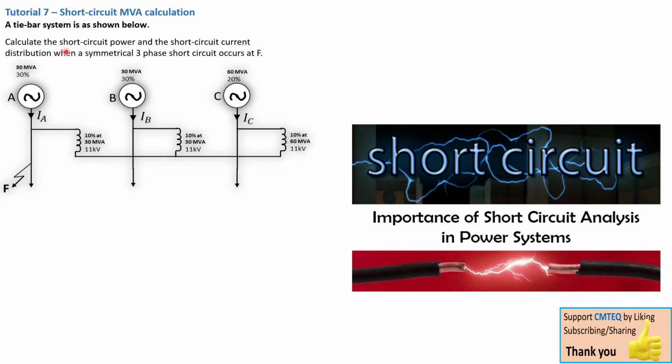So we have the question, which is to calculate the short circuit power, that is, the short circuit power that will be present at this point, and also calculate the current that will be distributed by each one of these generators going into the fault. That is the problem to solve here, guys, and if you are able to attempt it, that is a very good thing.